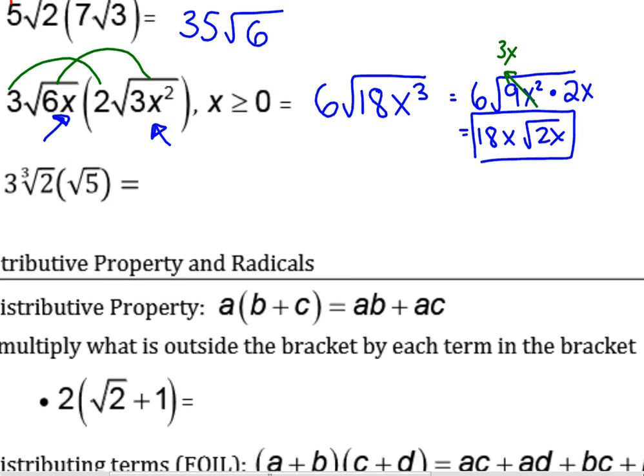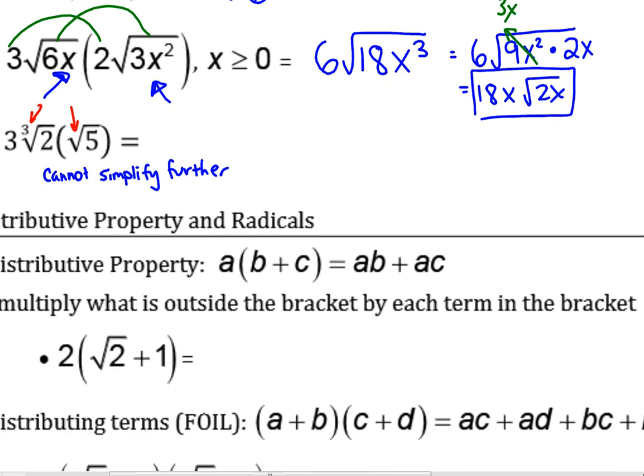Can you simplify this next one further? No, cannot simplify further. Why not? Different indexes. One's a cubic root, one's a square root. That's an issue.